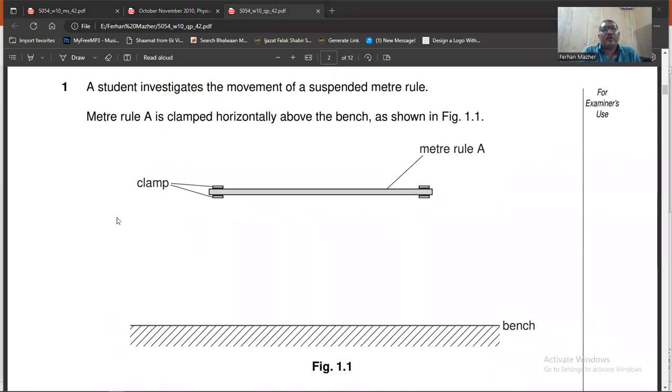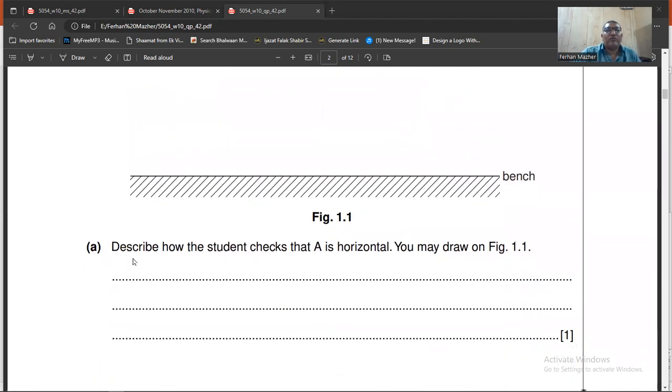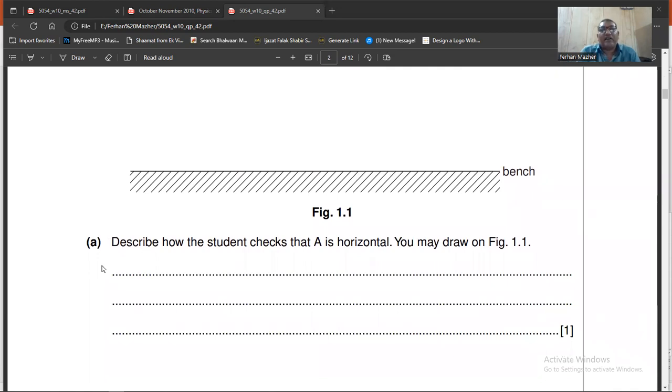A student investigates the movement of a suspended meter rule. Meter rule A is clamped horizontally above the bench as shown. So they have a meter rule, for example. This is a meter rule, and it is being clamped at both ends, held by both the clamps. So it's horizontal and it's in air. And this is the bench. Describe how the student checks that A is horizontal. You may draw on figure 1.1.